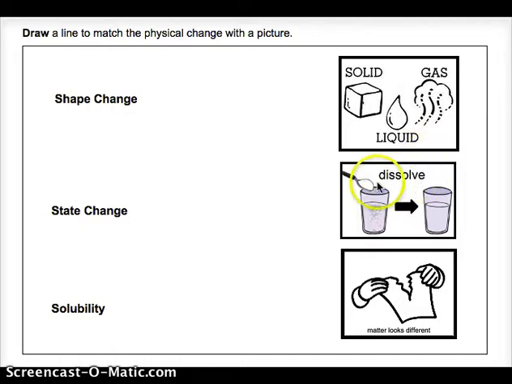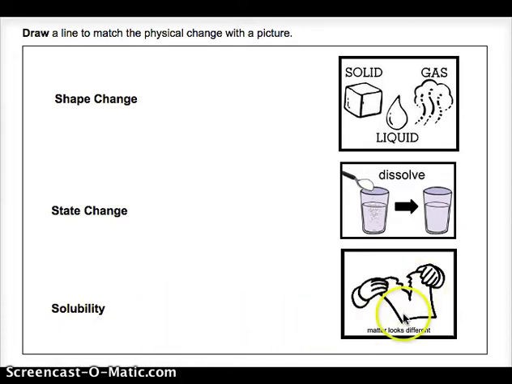The second picture shows sugar being poured into water and then dissolving. Sugar dissolving into water. What is that type of change? Shape change, state change, or solubility? Draw your line now.